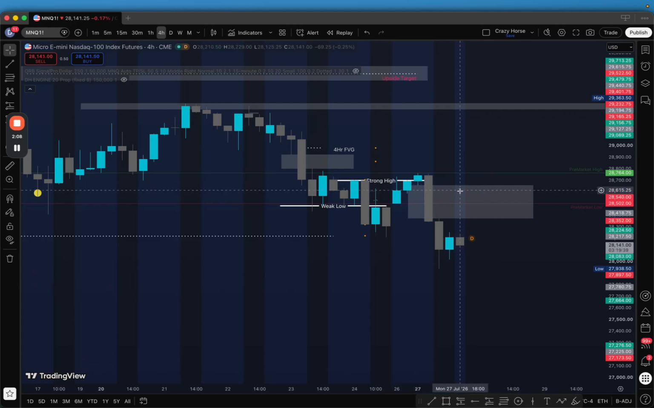So right now this is a gap that I would be looking at price to push back up into and then reject from if we're going to keep going lower, or push back up and go all the way through it if we're going to go back higher.